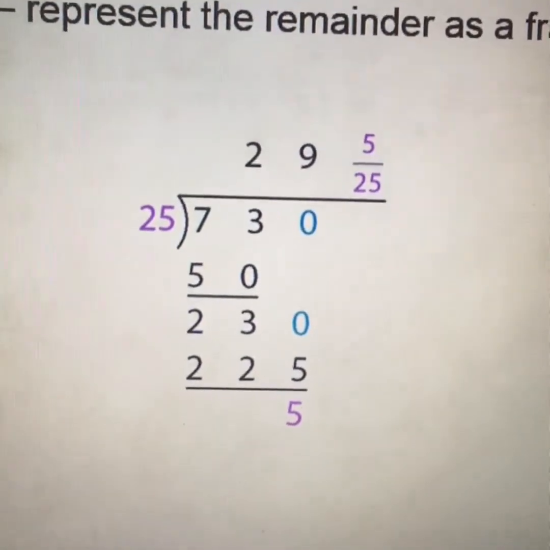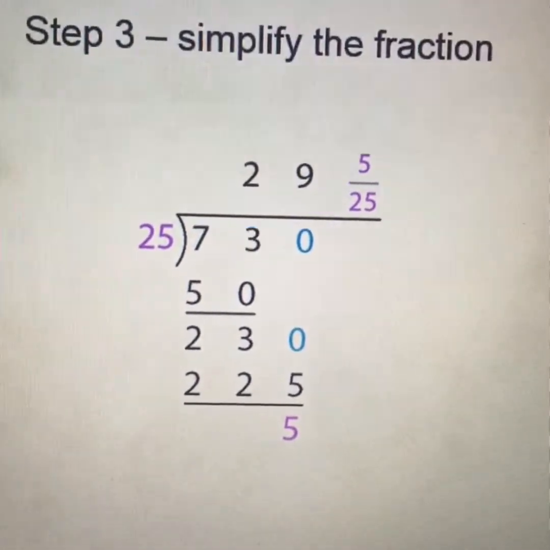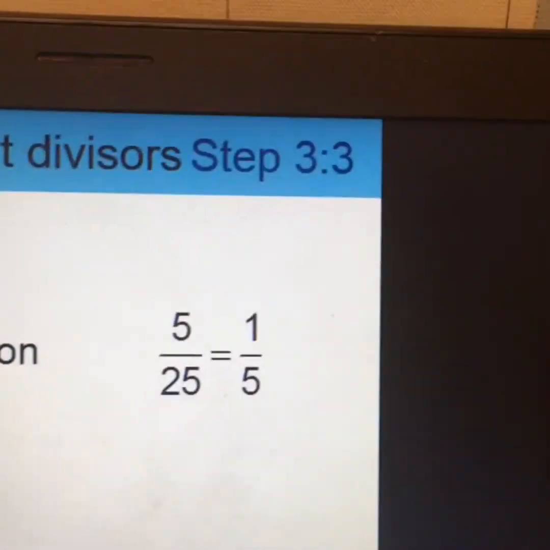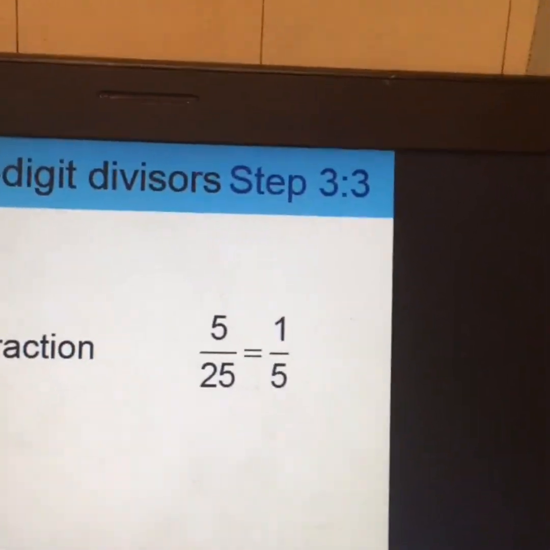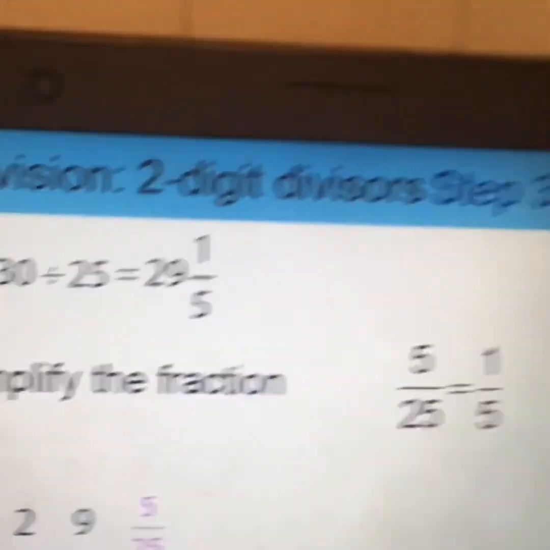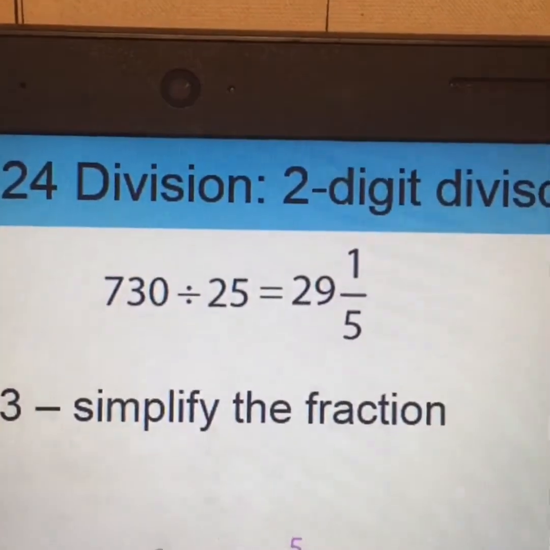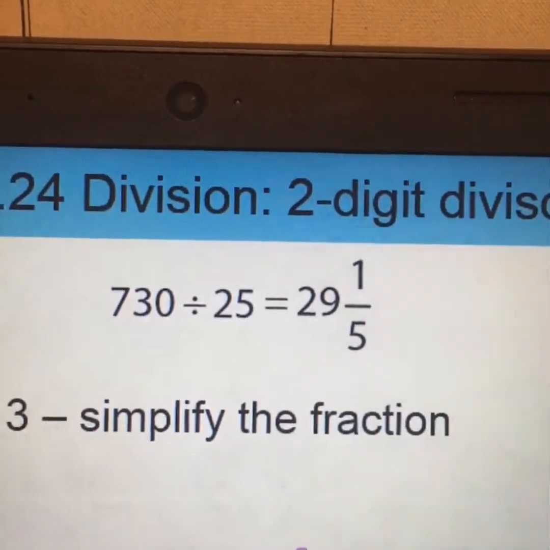Can we simplify that though? Yes, we can, because 5 25ths divided all by 5 is the same as 1/5. So you could actually say that the journey is 29 1/5 times as long.